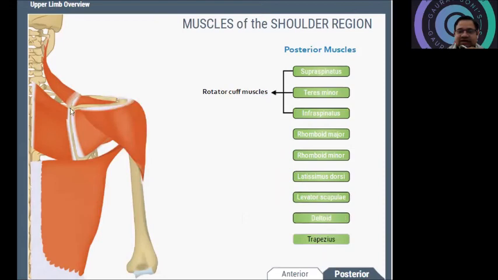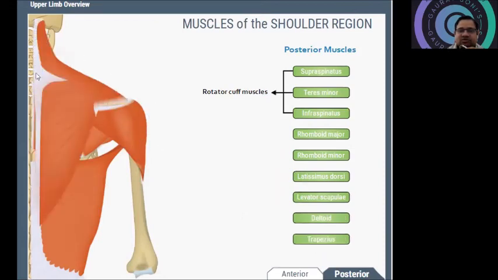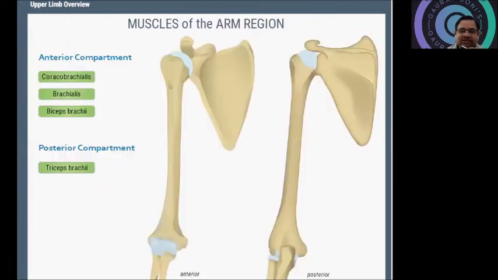Then deltoid, the contour of your arm, that is the deltoid muscle. And then the trapezius, which is the overarching muscle of all the region, starting from the neck to the mastoid, then the neck, then to all of the lumbar region, and it gets connected to the scapula. So these are certain names of the muscles. Here we are only going to talk about the names only. Detailing will be done in some other video.